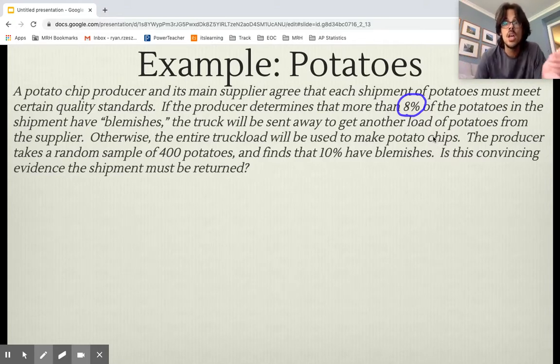Okay? So they are obviously not going to check every single potato in the truck. Picture a giant semi-truck full of potatoes. They don't have time to go and check every single potato and make sure it's cool. What they do is they take a random sample and they use that to guide their decision.